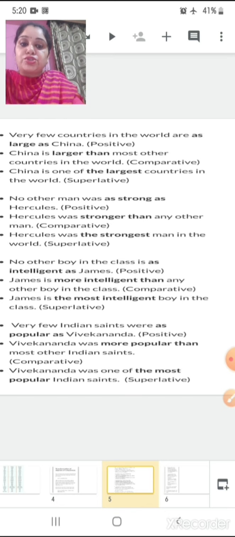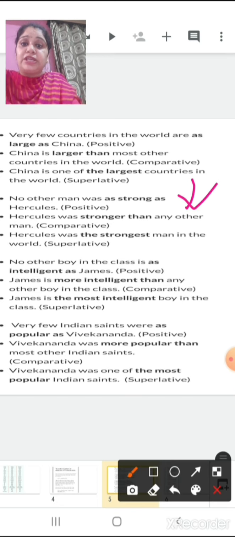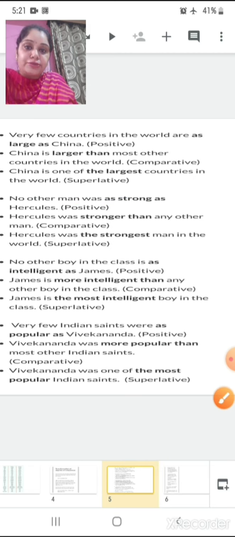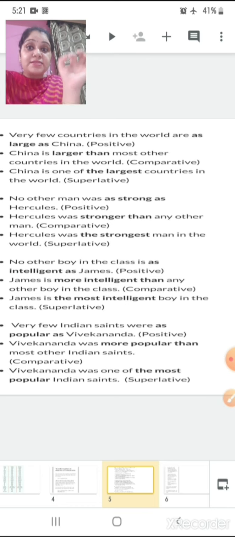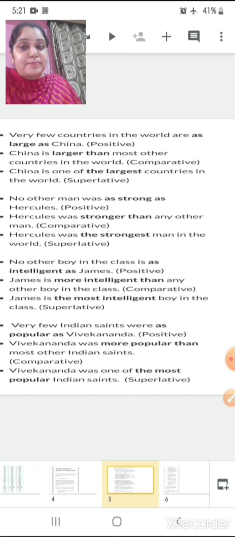Now, if we switch to the next part, which deals with the negative form of sentences and how it is converted into comparative as well as superlative. Let's see. If your sentence is "No other man was as strong as Hercules," it is the positive degree. It means there is no comparison. It is a normal sentence or statement which is not stating anything else. It has no element of comparison.